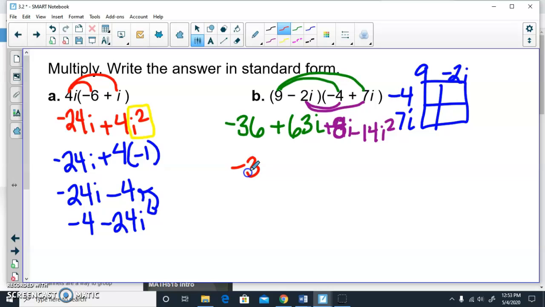We've got negative 36 plus 71i minus 14i squared. All right, what can we do here? Go ahead and try to simplify this one step further, looking back at this example to help you.